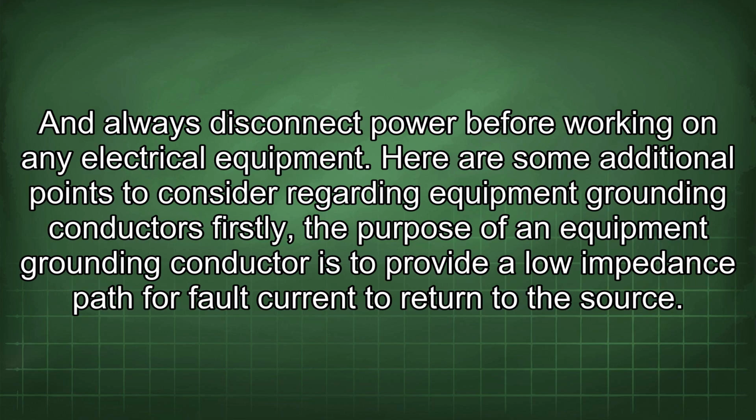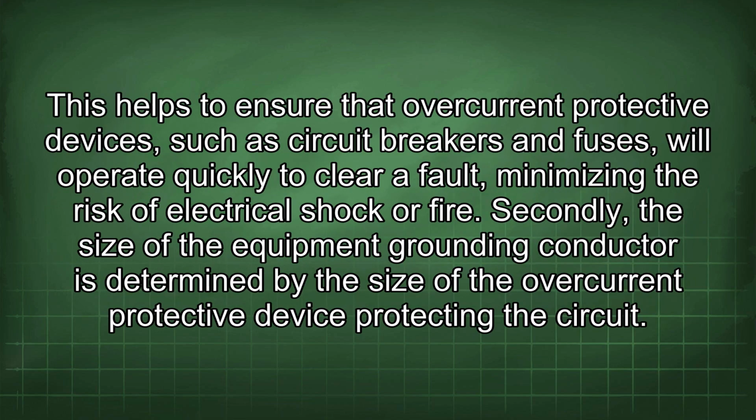Here are some additional points to consider regarding equipment grounding conductors. Firstly, the purpose of an equipment grounding conductor is to provide a low impedance path for fault current to return to the source. This helps to ensure that overcurrent protective devices, such as circuit breakers and fuses, will operate quickly to clear a fault, minimizing the risk of electrical shock or fire.